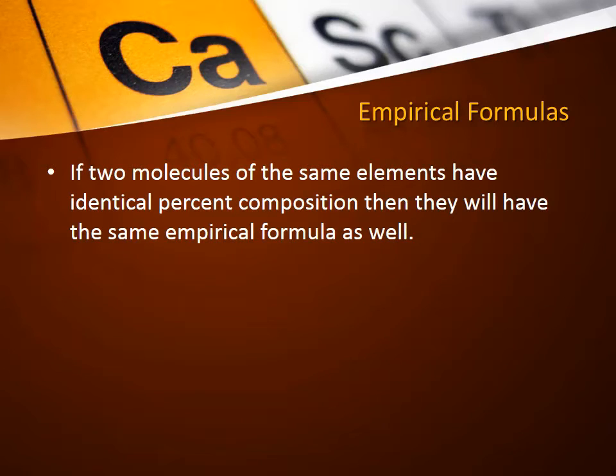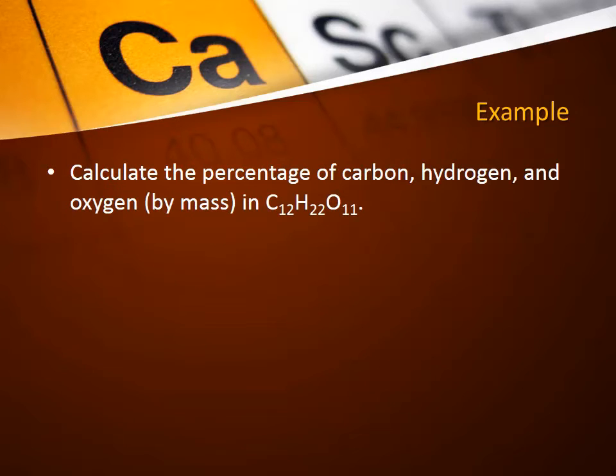So if two molecules of the same element happen to have the identical percent composition, they're also going to have the same empirical formula. If that happens, it makes our job a lot easier. But normally, that's not going to happen. So let's calculate the percentage of carbon, hydrogen, and oxygen by mass in, well, this scary looking compound. Now, when we deal with actual percentages, ultimately we're trying to figure out how much of the total mass of this comes from carbon. So first, let's find our total.